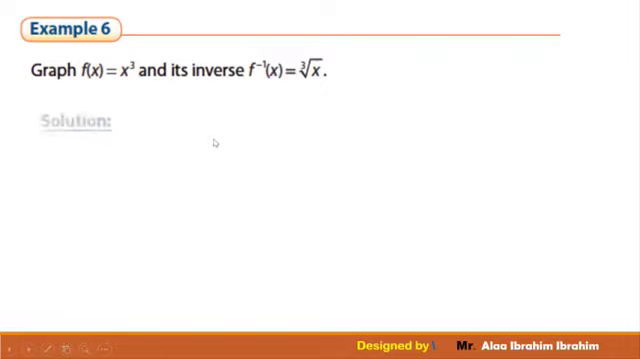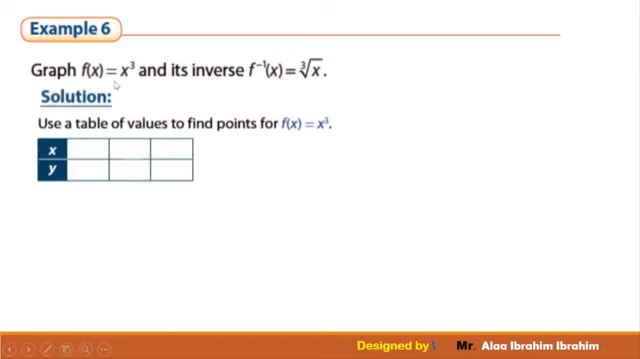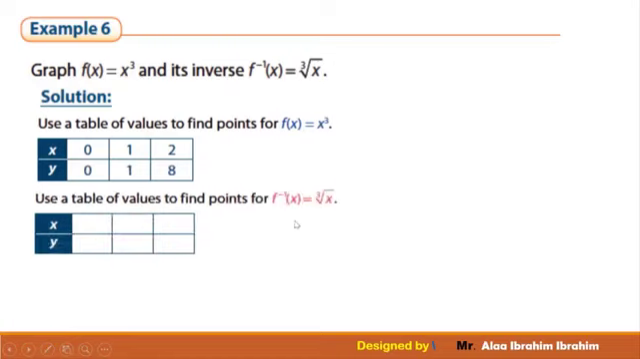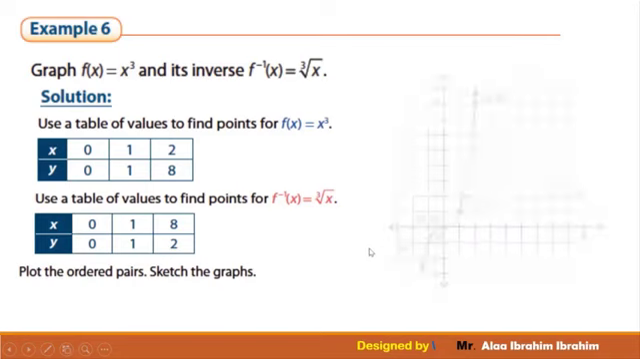So I make 2 tables this time. The first table is the first function. For this function I put numbers, 0 is good, 1 and 2, not bad. So 0 power 3 is 0, 1 power 3 is 1, 2 power 3 is 8. So this is my first function. The second table is the inverse. So I go to 0, 1, and 8, sorry, because I'm dealing with the cubic root. So the cubic root of 0 is 0, of 1 is 1, of 8 is 2. So these are my numbers. Now I'm going to sketch.